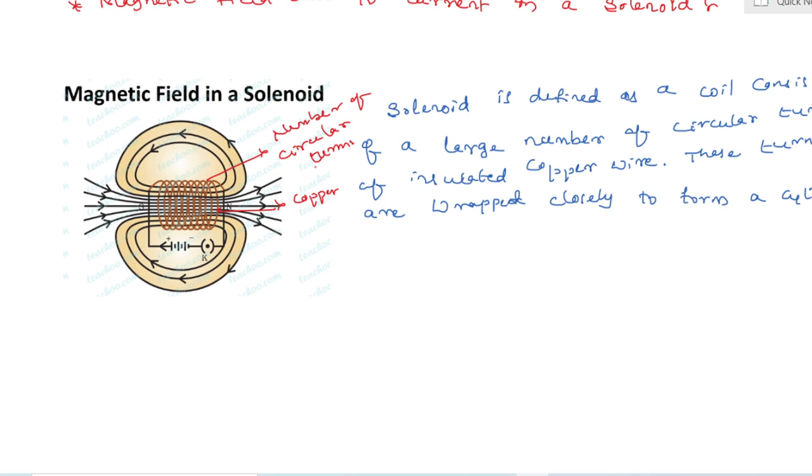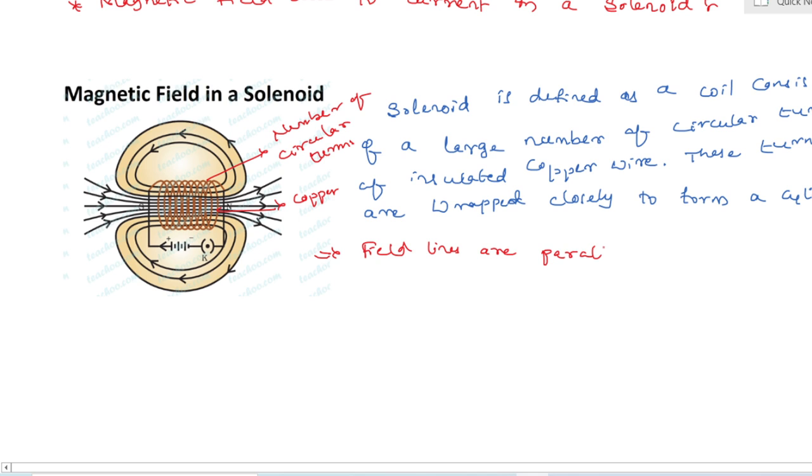This means a current carrying solenoid behaves as if it has a north pole and a south pole. The field lines inside the solenoid are parallel to each other. Yes, my dear students, here the field lines in a solenoid are parallel to each other. Thus, the strength of the magnetic field is the same at all points inside a solenoid.